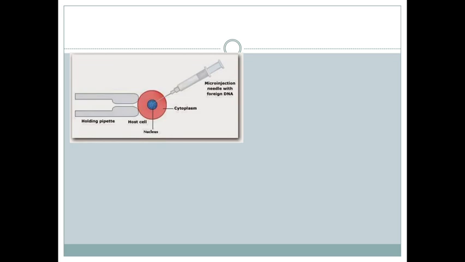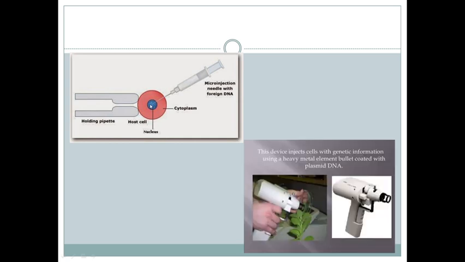So here is a diagram of microinjection. With the help of this microinjection, we are able to directly insert our gene of interest, or the recombinant DNA molecule, into the host cell. And this is the biolistic gun or the gene gun. Here you can see a researcher using this biolistic gun to insert a plasmid recombinant DNA directly into the leaves of the host.